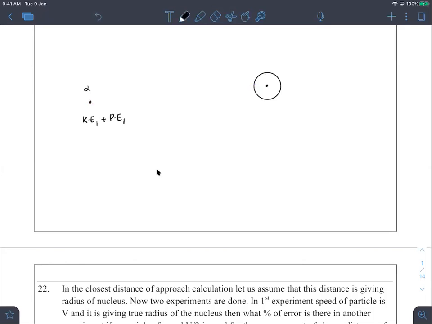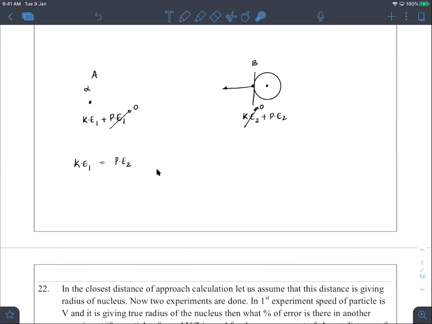The minute it approaches this point, where it will come closest to the nucleus and then it will move back, here the kinetic energy, let me call it KE2, and potential energy PE2. Here kinetic energy will be 0 exactly at this point because the velocity has become 0. But here potential energy will be 0. So I can say kinetic energy at this position will be equal to the potential energy at the other position. So at position A and position B, if you can check it out.